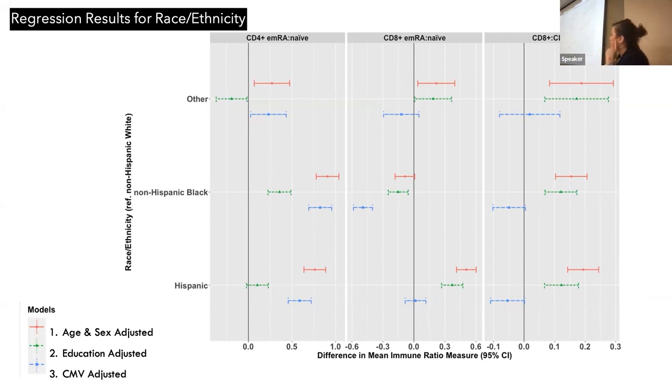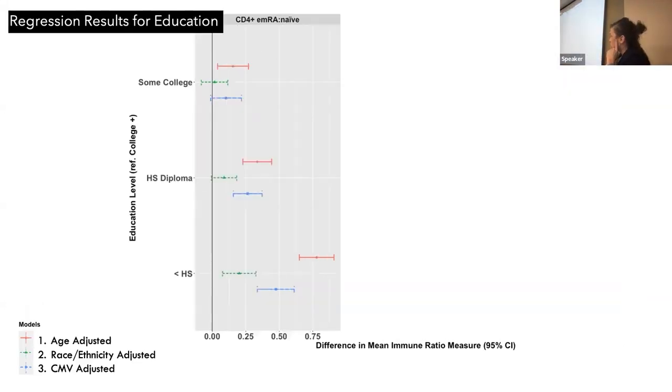For education, so down here is less than high school education, and then we're comparing to college plus. You can't see it with the Zoom thing, but this is the CD4 ratio measure. So what we see here is a pretty substantial difference. So those with less than high school education in model 1 had a higher value of this ratio measure compared to college plus.